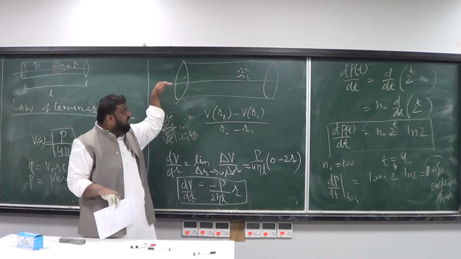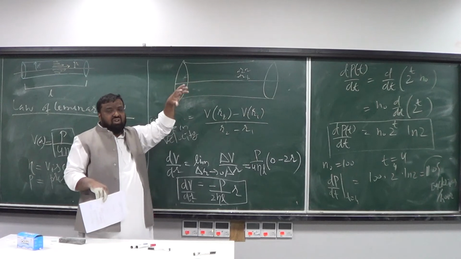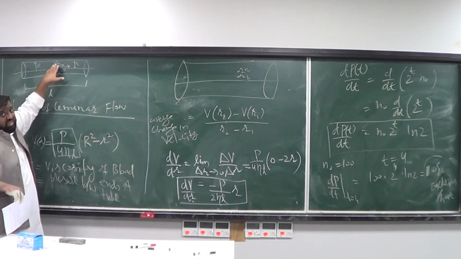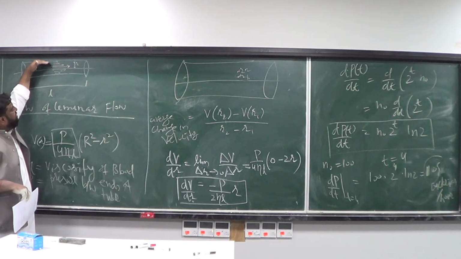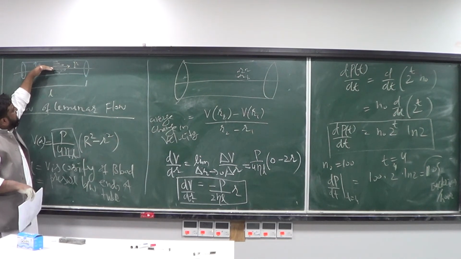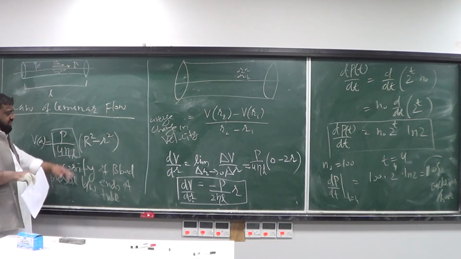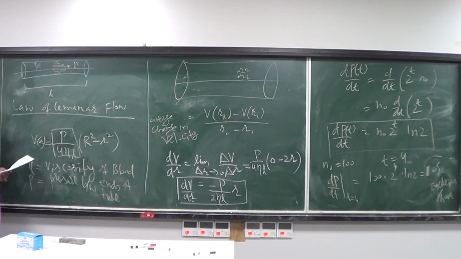So as you are moving away from the middle axis, the velocity of the blood is decreasing. You can see it from here as well, actually. As you are moving away from this central axis, the velocity of the blood flow is decreasing. So this would be the case.